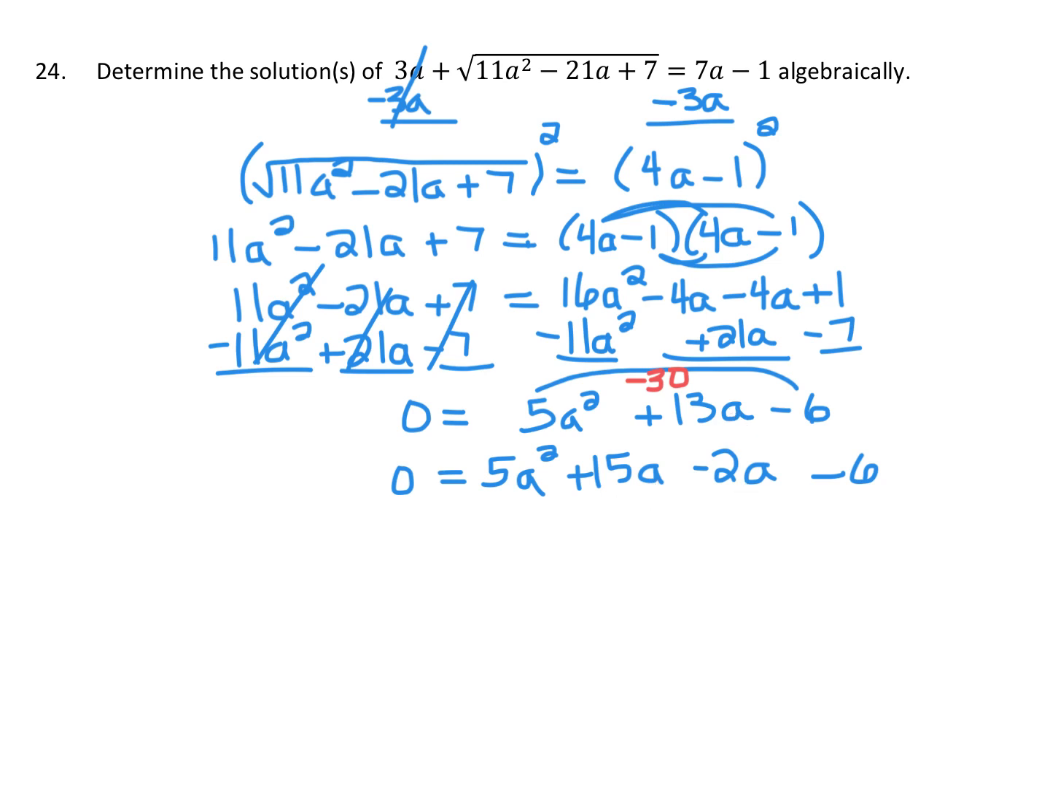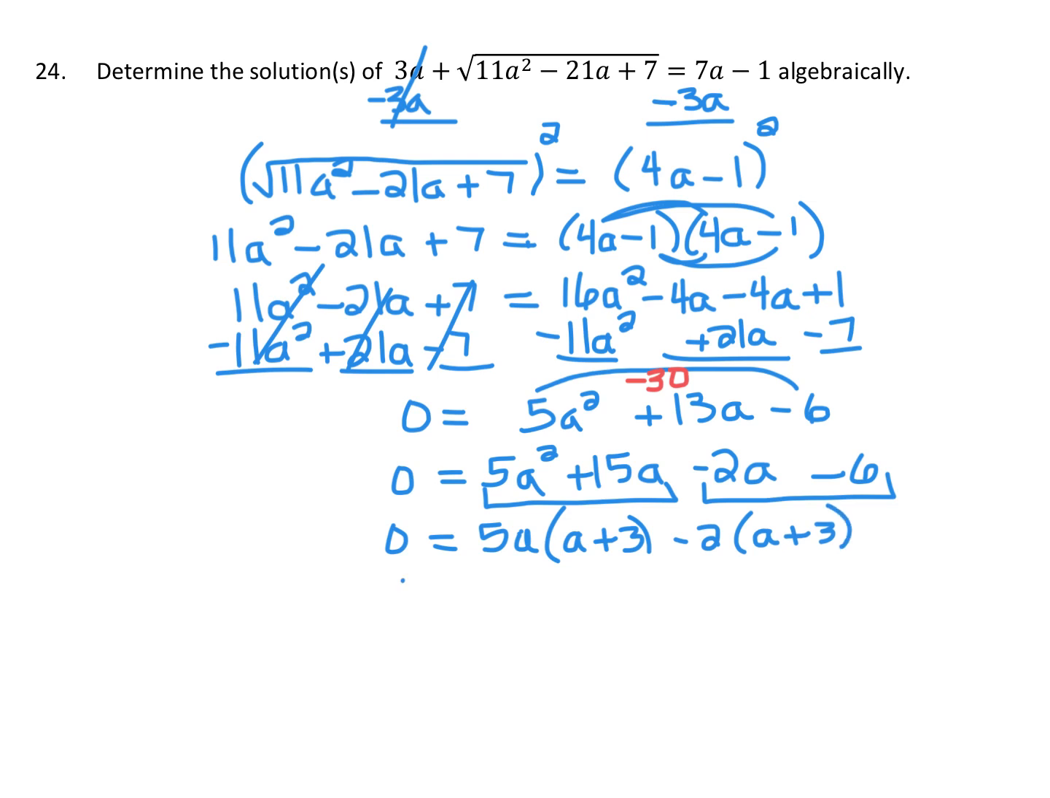All right, so now we can just jump right into grouping. All right, so we have 0 equals. Out of the first 2 terms, we could pull out a 5a, which is going to leave us with a plus 3. Okay, now out of the next 2 terms, since it starts with a negative, we know we're taking out a negative, and we could pull out a 2, which is also going to leave us with an a plus 3. All right, so we have 0 equals, and we're going to group together what's in front of our parentheses, so the 5a minus 2. And then we're going to bring down that a plus 3, but just once.